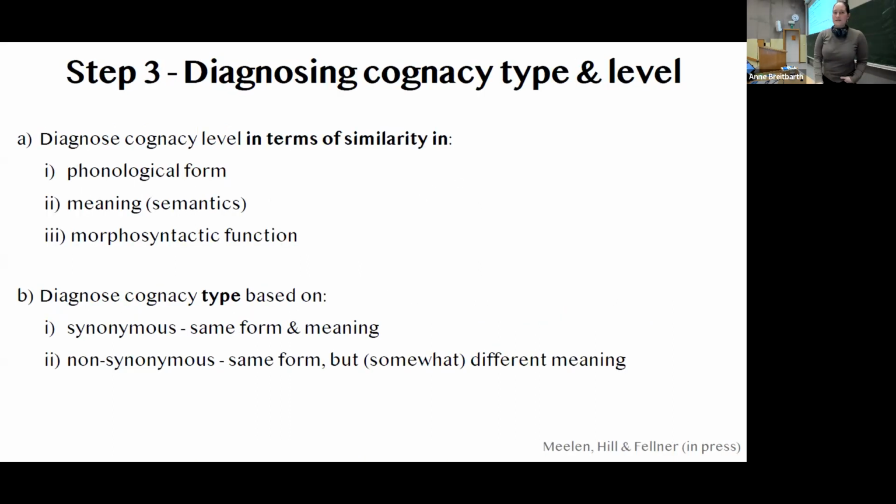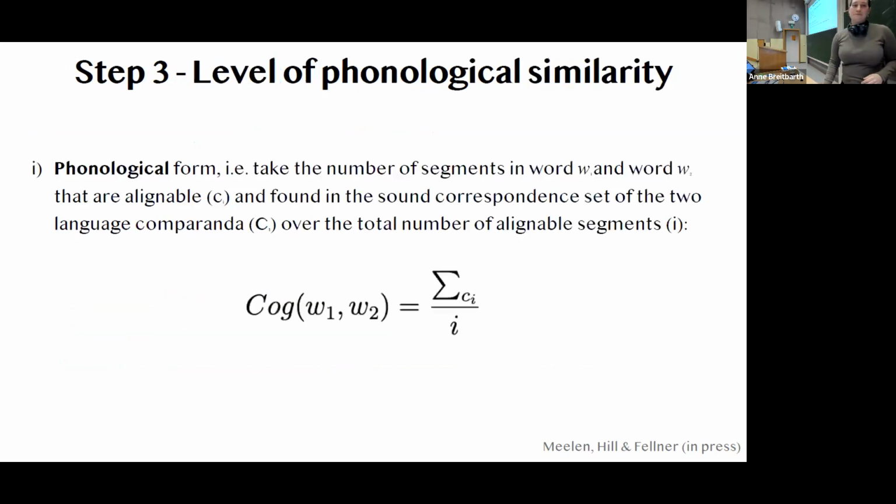Now, the third step is to diagnose the cognate type. And basically what you want to do is diagnose the level of similarity in the phonological form, but also actually in the meaning, because we all know that some words are cognate, but actually the meaning is slightly different. And what we argue here is that actually you can do this for morphosyntactic function as well, just to have a third thing to look at. And then you also diagnose the type based on whether they're synonymous. So are they exactly the same form and exactly the same meaning or not? And then it turns out that actually a lot of them are not strictly synonymous.